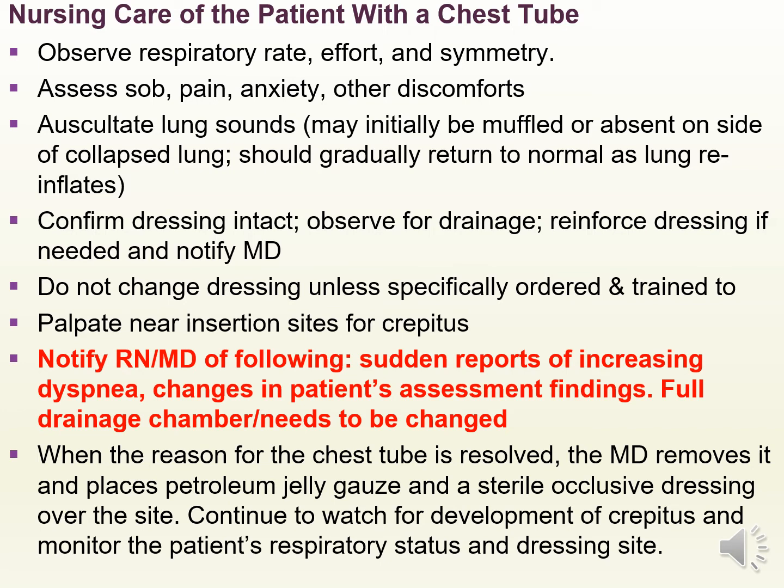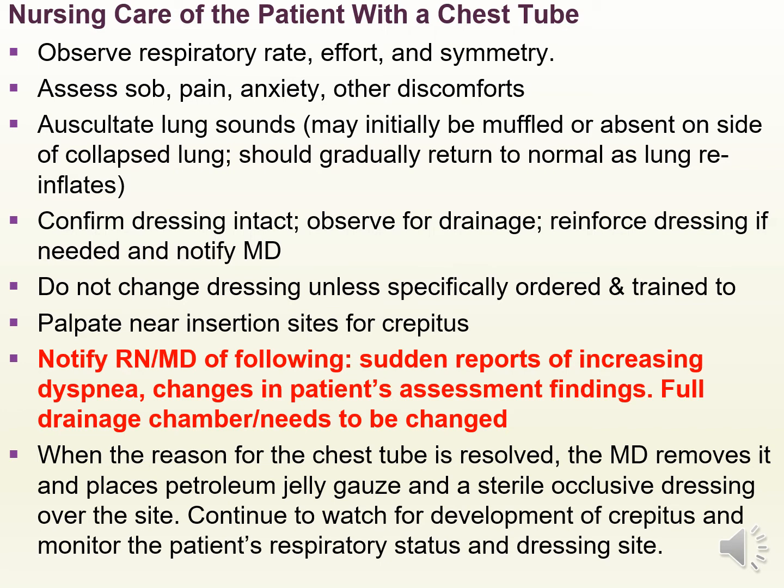When taking care of patients with a chest tube, you need to monitor respiratory rate, effort, and symmetry, and assess for things like shortness of breath, pain, anxiety, and other discomforts. Listen to those lung sounds. Initially, they might be muffled or absent on the side of the collapsed lung. Eventually, those sounds should return to normal as the lung reinflates. Make sure the dressings are intact and look for drainage. Reinforce the dressing if needed and notify the doc.